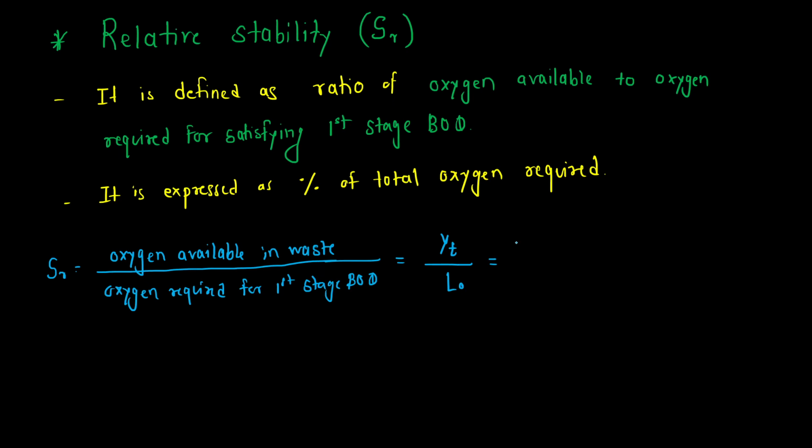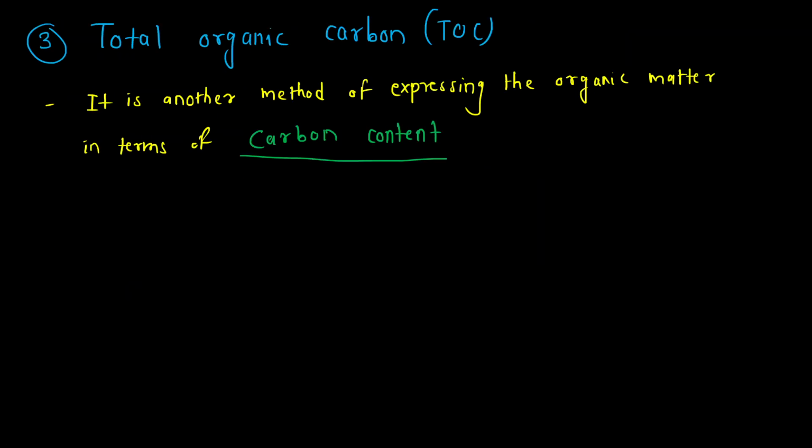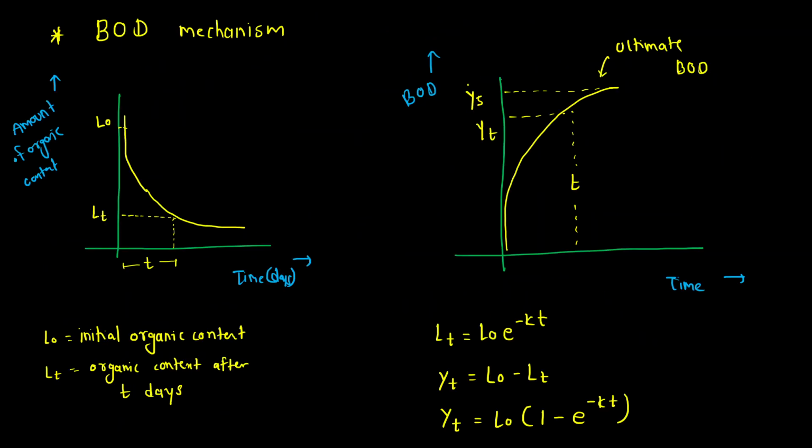So this YT we can write as L naught into the power 1 minus e to the power minus kT into T, and this L naught is the initial organic content. Okay, so this L naught and everything we have seen in the BOD value. So you can just see this diagram, BOD mechanism. In the previous lectures this is covered. Okay, so L naught is the initial organic content.